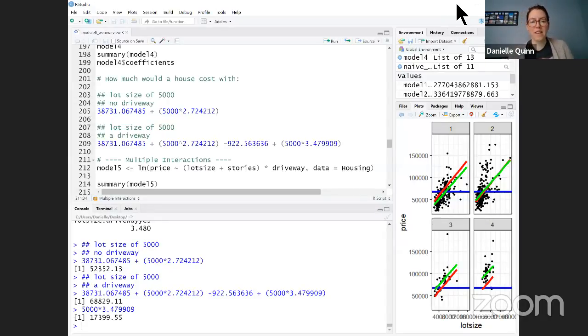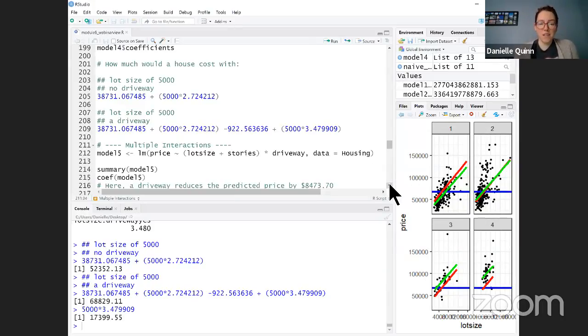Okay. So if it moves from driveway yes to driveway no, it's a negative coefficient, so the price decreases. Correct. Yeah, so moving from no driveway to a driveway by itself will reduce the price, but it will increase the value of the lot size. So overall, things go up.